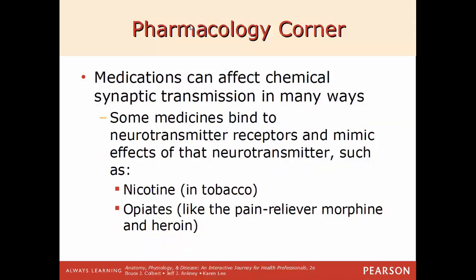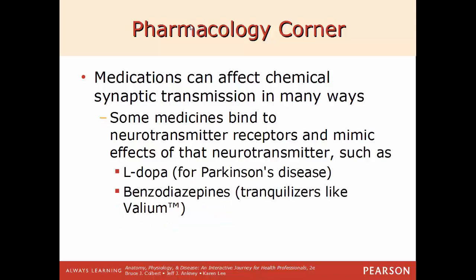And medications can affect the chemical synapses and their transmissions in multiple ways. Some medicines will bind to the neurotransmitter receptors and then mimic the effect of that neurotransmitter, such as nicotine in tobacco, opiates like morphine and heroin, L-Dopa that's used to treat Parkinson's, benzodiazepines such as tranquilizers, such as Valium, for example. All these drugs will attach themselves to a receptor and then mimic and act like they are a neurotransmitter.